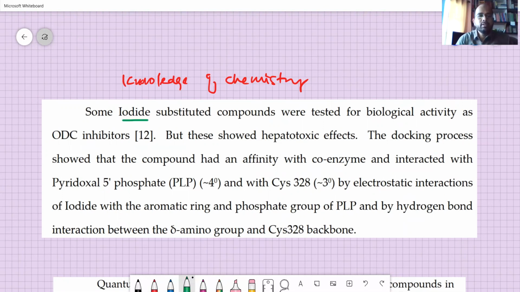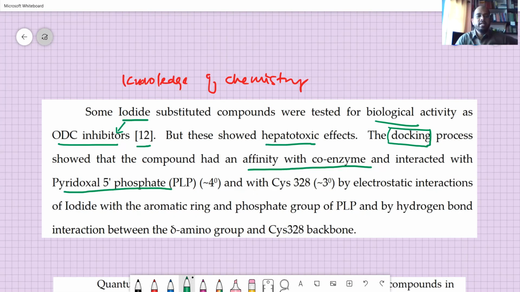I have seen that some iodide substituted compounds were tested for biological activity as ODC inhibitors. There is a reference that I have given at the end of the paper. So iodine derivatives are very good inhibitors of ornithine decarboxylase. That means they stop the function of the ODC, and they show some toxic effect at many places. The docking process showed that the compound had an affinity with the coenzyme. Therefore, I went for docking to find out what is happening and where it is binding, and it interacted with the pyridoxal 5-phosphate.